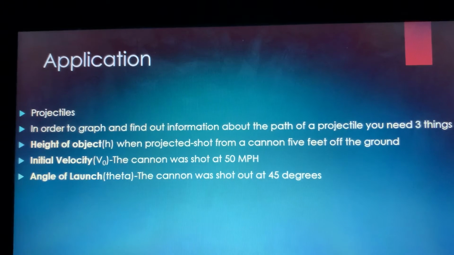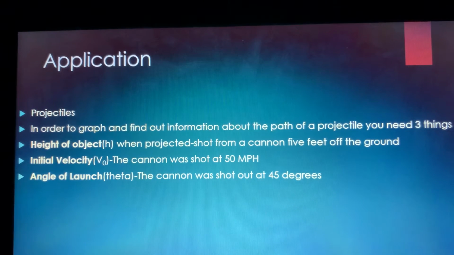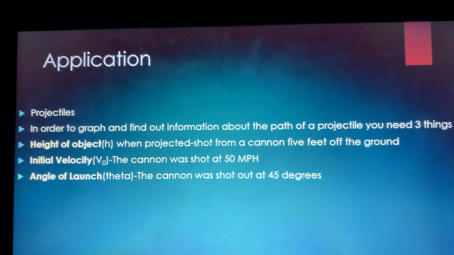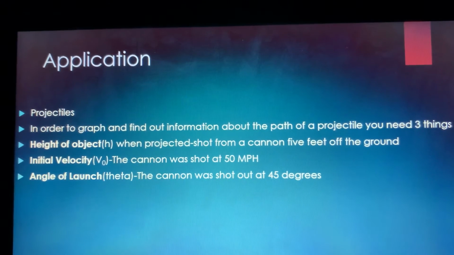The initial velocity, written as v sub 0. Whenever you see sub 0, that just means initial. For example, the ball was shot out of the cannon at 50 miles per hour. Our initial velocity would be 50 miles per hour. When you're dealing with parametrics, you always have to write your units. For example, miles per hour, feet, degrees, anything like that.